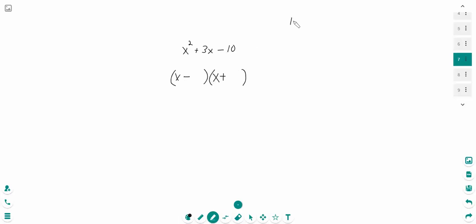The 10, let's take the 10 and break that down into its pairs of factors. We have 1 times 10. We have 2 times 5. 3 can't, 4 can't, 5 can, but we already have a 5, so we're done.